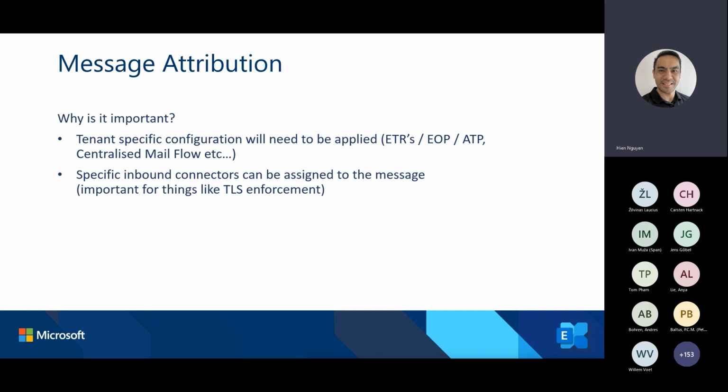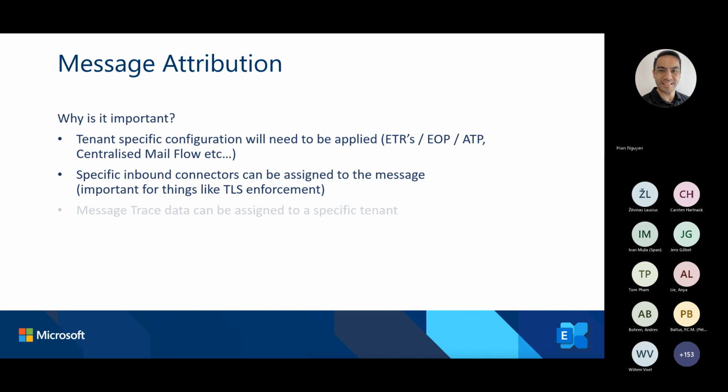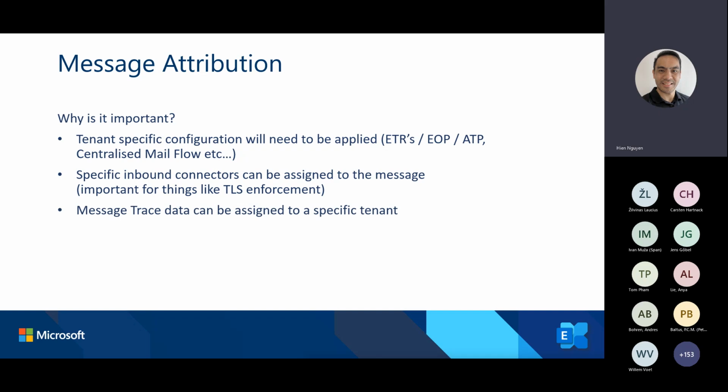Specific inbound connectors can then be assigned to the message itself. It's obviously important for things like TLS or IP restrictions. And then message trace data can also be assigned to a specific tenant. If you've ever worked in a hosted Exchange on-prem solution where Exchange is for hundreds of clients, separating message trace data is difficult. It's impossible, basically. We need to be able to produce message trace data for your own tenant and not reveal it to other organizations in EXO.